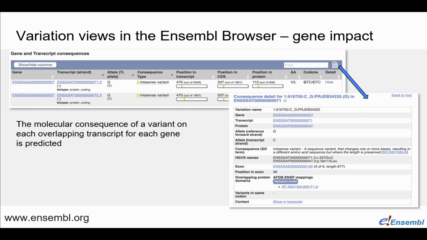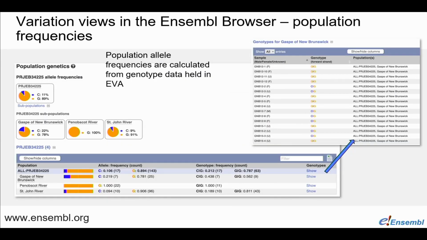So you can see, for example, this is a missense variant. We do population allele level frequencies when this information is available. These are calculated from all of the genotype data that's held within the European Variation Archive. You as industry partners will probably do something very similar on your own populations within your data, but we obviously can do this from all of the publicly available information that we hold.